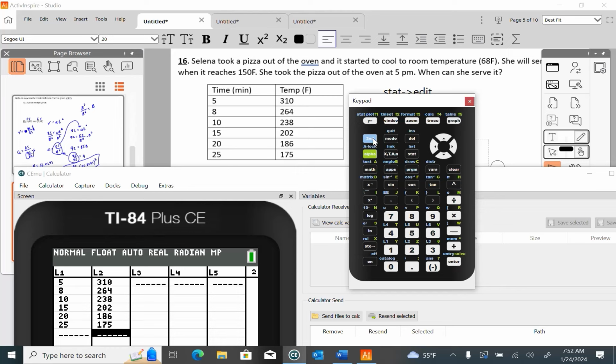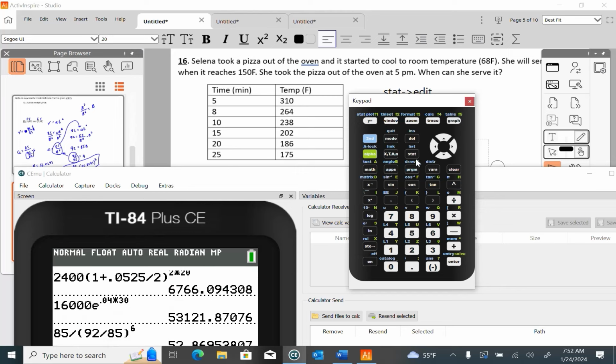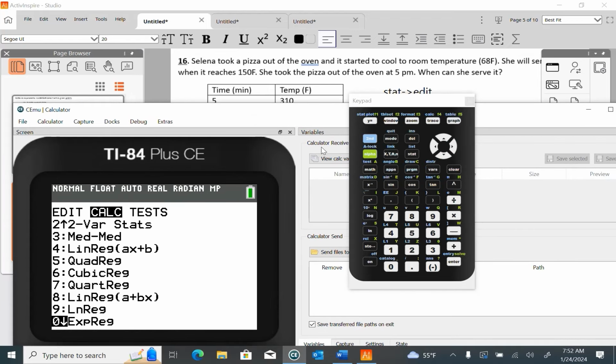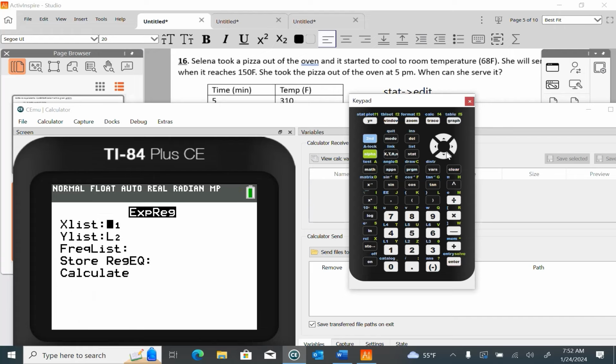All right, so I've got my data in. I'm going to hit second quit, stat, calc. I got to scroll down to exponential regression. There she is. Click on your barcode, makes things a lot easier. Scroll on down to calculate. Notice how I've got everything here. I've got an X list, list 1, Y list, list 2. There's no frequency list. I'm not going to mess with storing the regression equation. Enter. And here's my little equation.